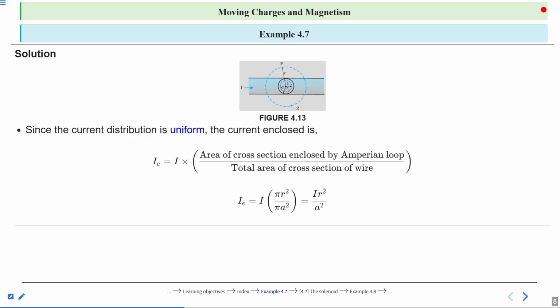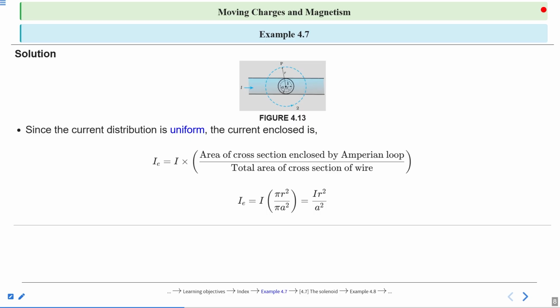So IE equal to I pi r square upon pi a square. So I r square upon a square. Current is basically the charges flowing through the perpendicular cross section in a given time. So that's why we are taking the ratio of areas of cross section. Because current is flowing perpendicular to the area of cross section, and we measure the current also perpendicular to the cross section area. That's why we are taking the ratios of areas.